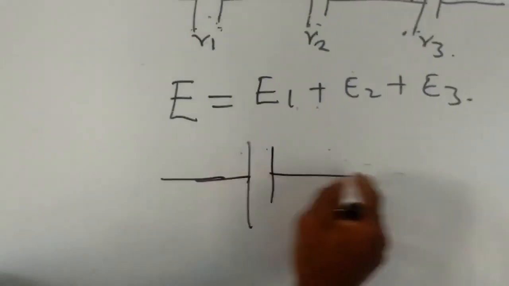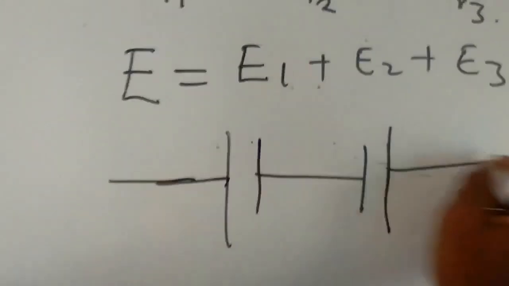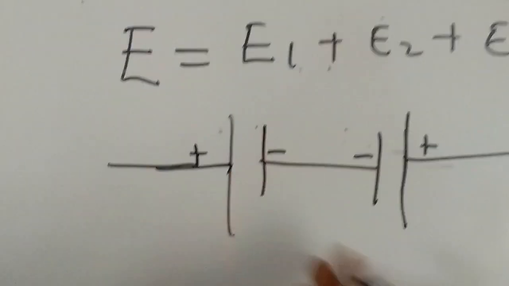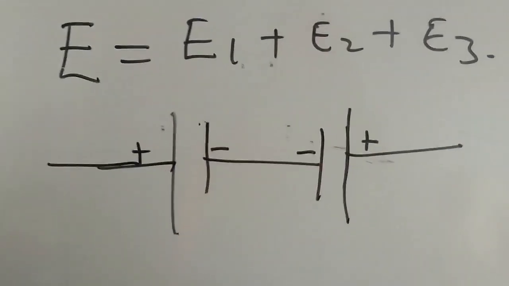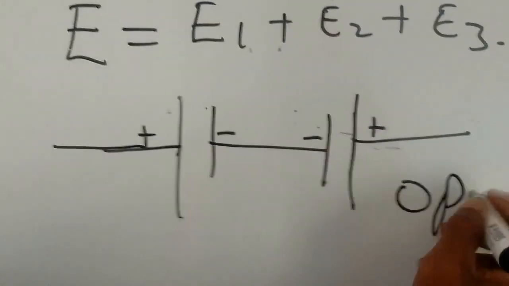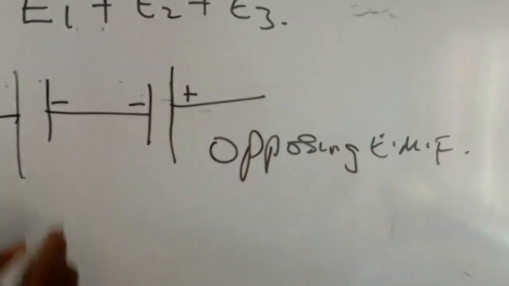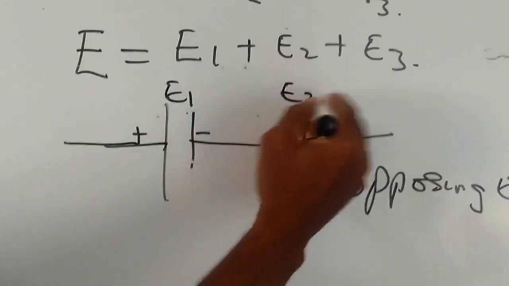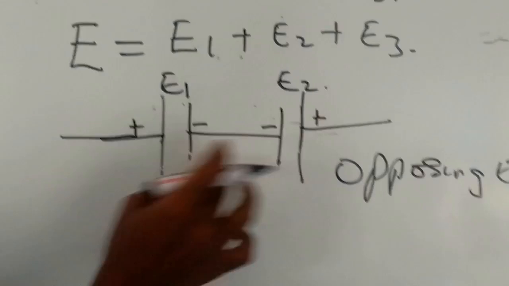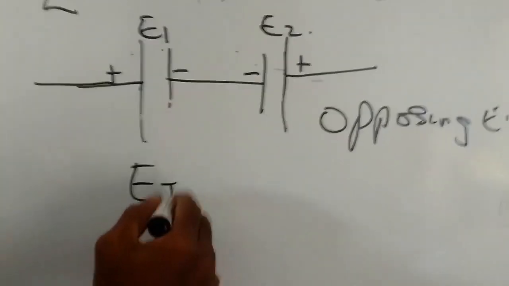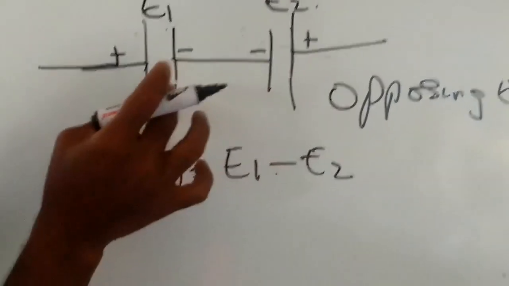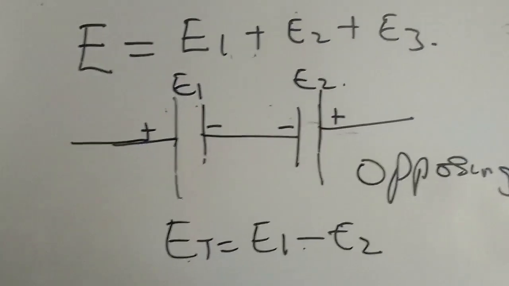Let's look at this situation whereby we have a wrong connection. A wrong connection is when we have negative connected to another negative, or positive connected to another positive. We now have a situation called opposing EMF. So, for instance, if we have EMF here is E1, EMF here is E2, they are in series, but wrongly connected. The net EMF will now become E1 minus E2, no longer plus, because they are wrongly connected. We now have what we call opposing EMF.